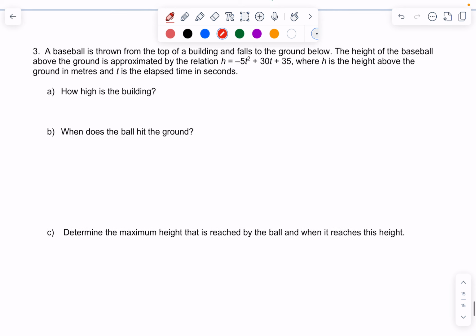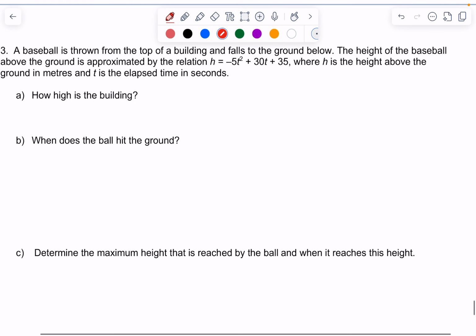Third example, again, these are your most common types of examples. We're going to do some sort of projectile right now. A baseball is thrown from the top of a building and falls to the ground below. The height of the baseball above the ground is approximated by the relation h equals -5t squared plus 30t plus 35, where h is the height above the ground in meters and t is the elapsed time in seconds. Great. Variables are defined. We do not need to do that. So how high is the building?